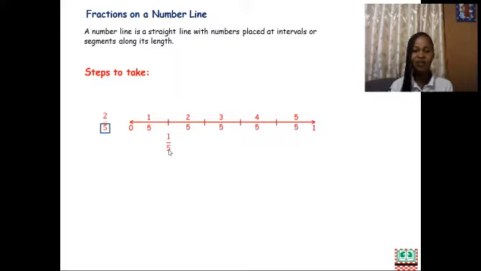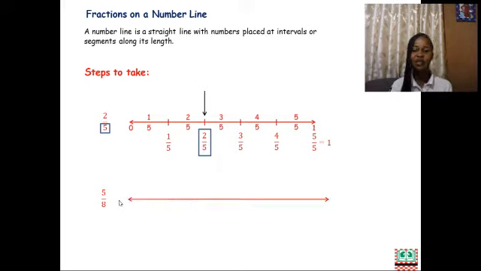Now this line represents 1/5, 2/5, 3/5, 4/5, and 5/5, which is 1 whole. Now, where is 2/5? We go over here. This is our 2/5. Very good. Now, the next example, we have 5/8.